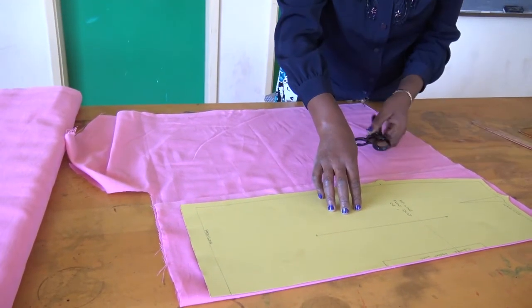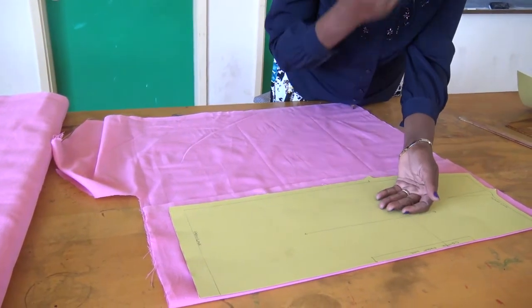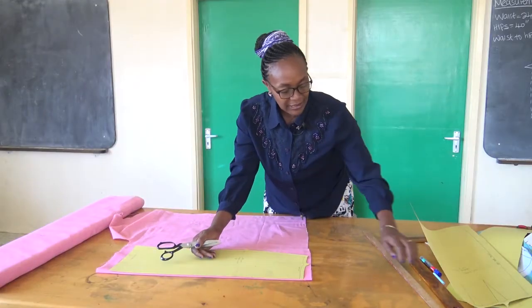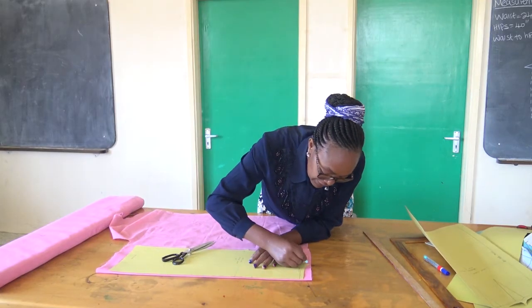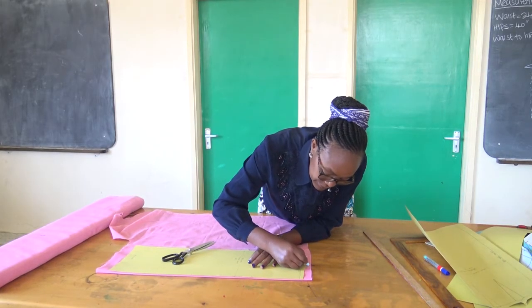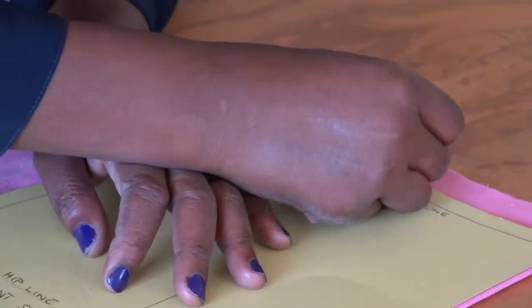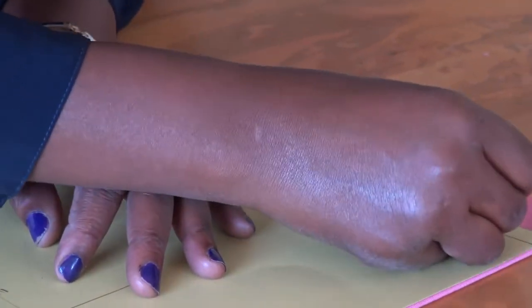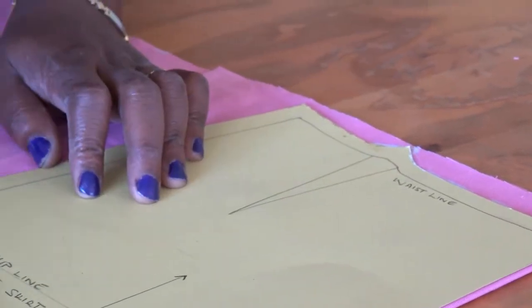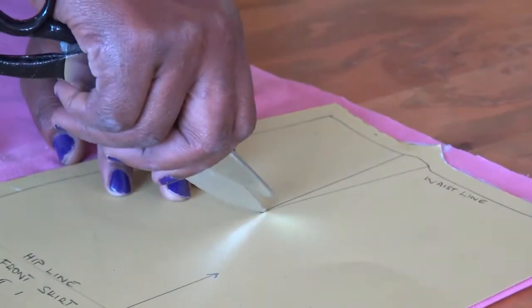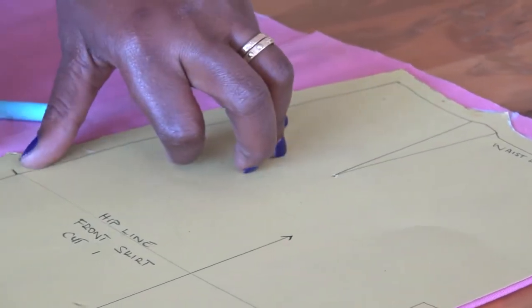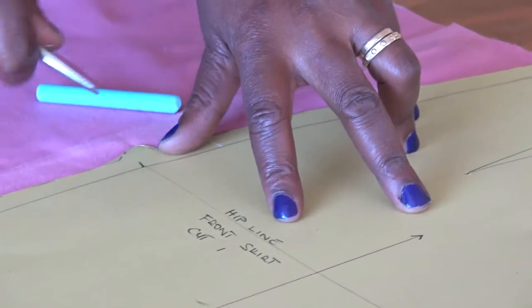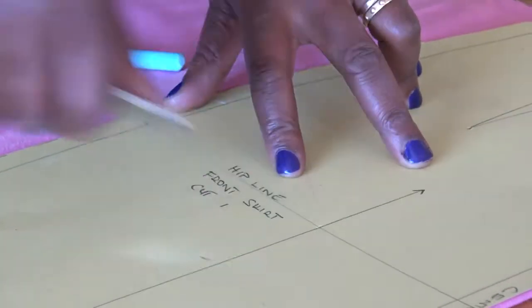Before I cut, it is important to transfer the pattern marks. And in this case, I need to transfer my darts. Once again, I have to mark the length of the dart so that this can also be transferred to the skirt. I have to mark my hip line, very important, and then I can trace my skirts out.